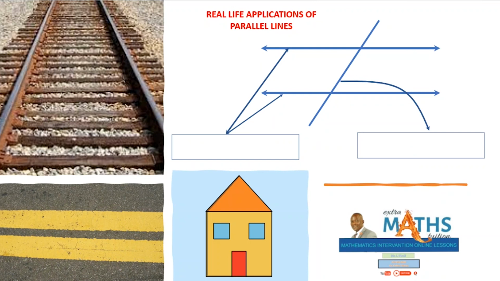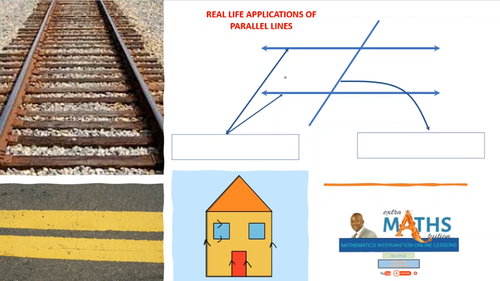Now, let us look at parallel lines in real life applications. We have a railway. These two are parallel to each other. We have marking lines on roadways. They are also drawn parallel to each other. We have a house. These sides are parallel to each other. The windows are parallel to each other. The frame of a door is parallel. Parallel lines are used in everyday situations.